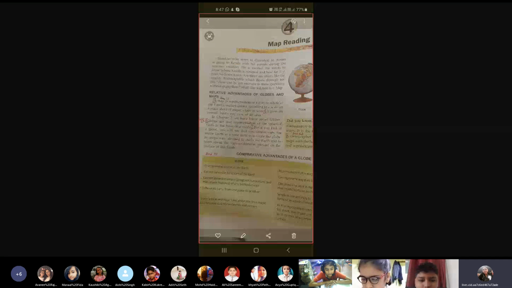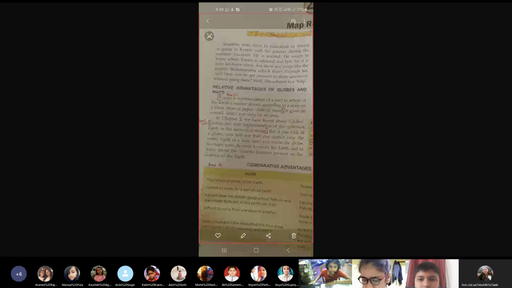So now can you see C1 written here? Go to the questions. Question C1 is given at the last where the questions are given. Come to C. What is a map? Now mark the answer. A map is a representation of a part or whole of the Earth's surface drawn according to scale on a plain sheet of paper, cloth, or wood. This is your C1 answer.